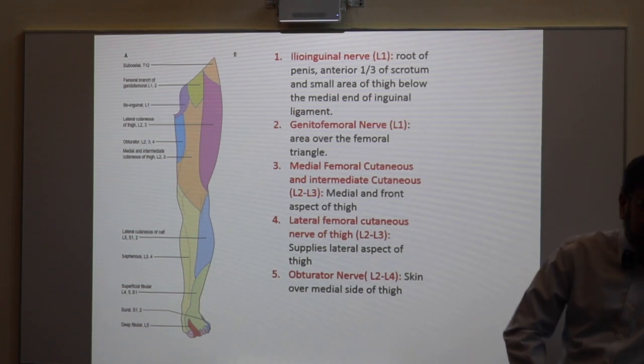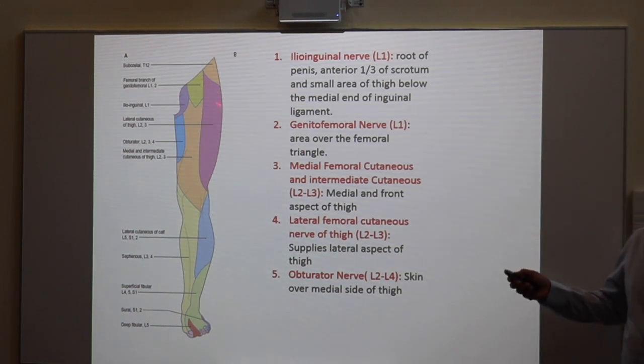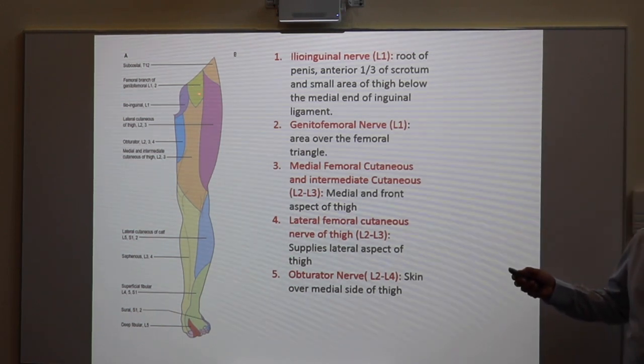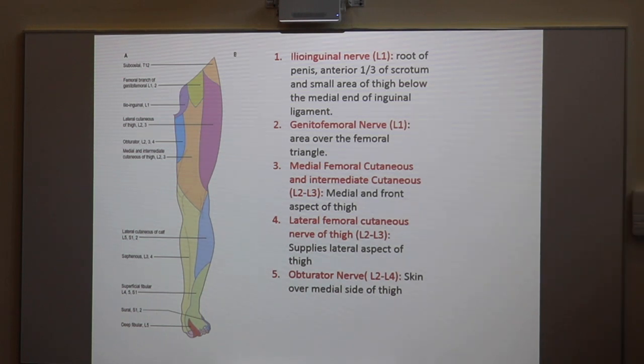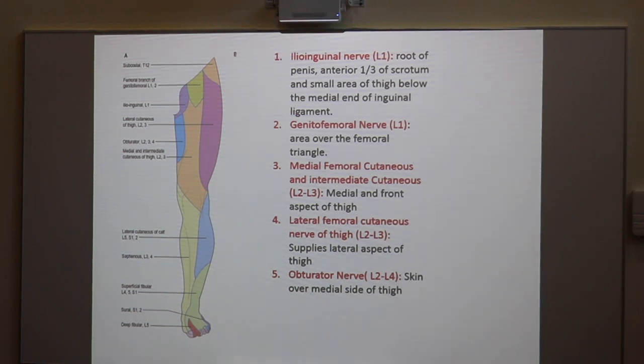There is a gutter type space here. That's the femoral triangle. So the skin area over the femoral triangle is supplied by the femoral branch of the genitofemoral nerve. The root value of that is also L1. Then this area which you see, the front and the medial aspect of the thigh, is supplied by these 2 branches, medial femoral cutaneous nerve and intermediate cutaneous nerve of thigh. Both of these are branches of femoral nerve.